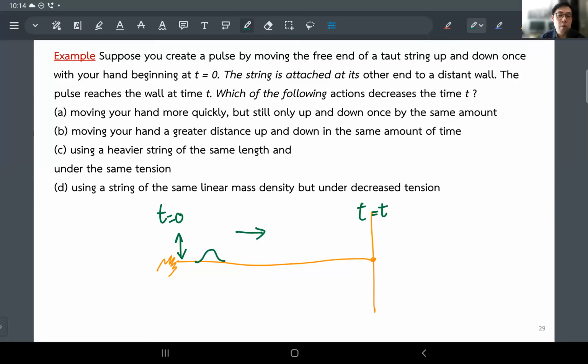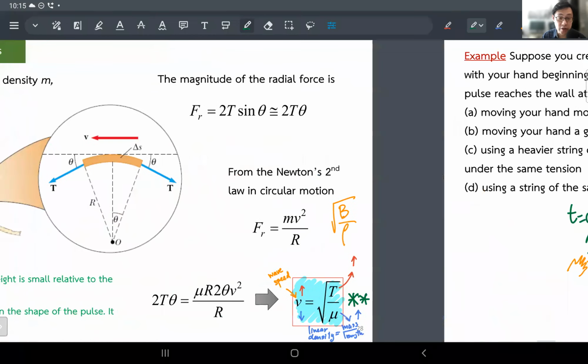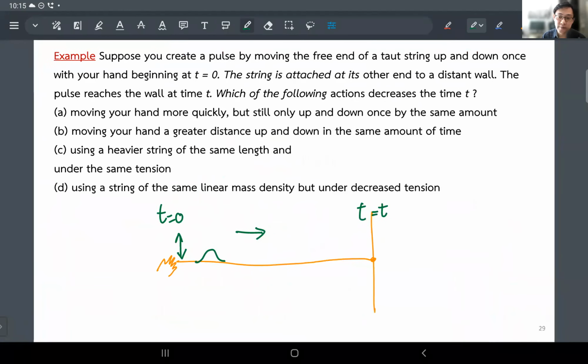So you want the wave to travel faster. What can you do? Oh, C? Okay, very good. Still a little bit unsure. If you use a heavier string, we saw from last time that it counters the speed of waves. The heavier the string, the slower the wave will travel. So C is not good. You want it to move faster because you want to reduce the time T.